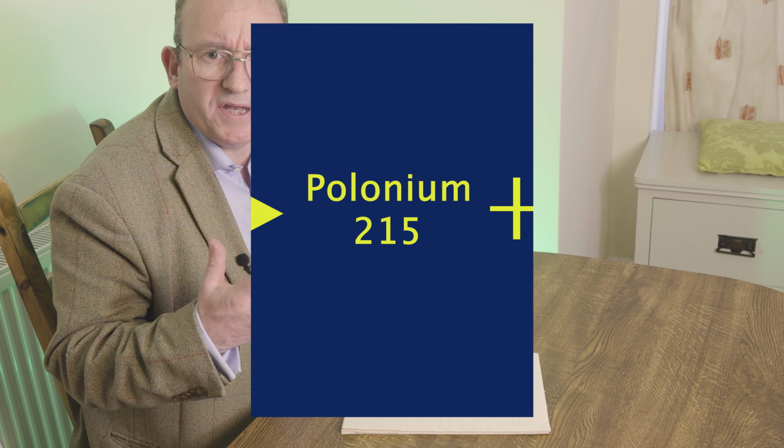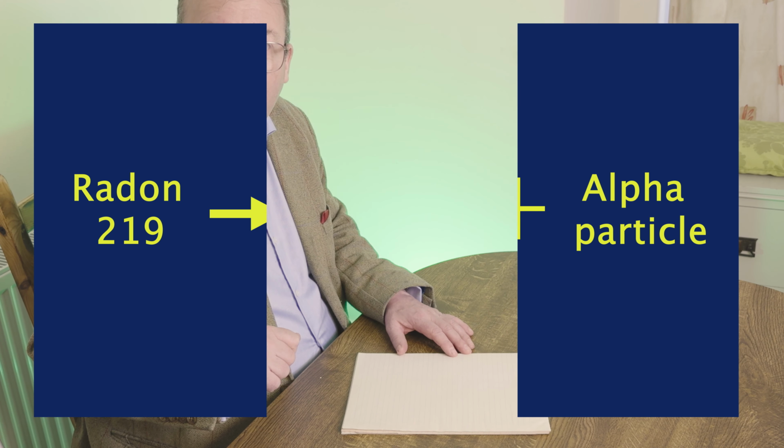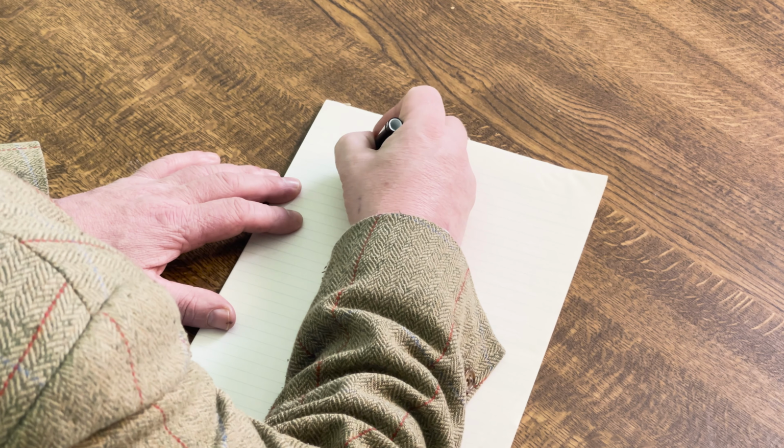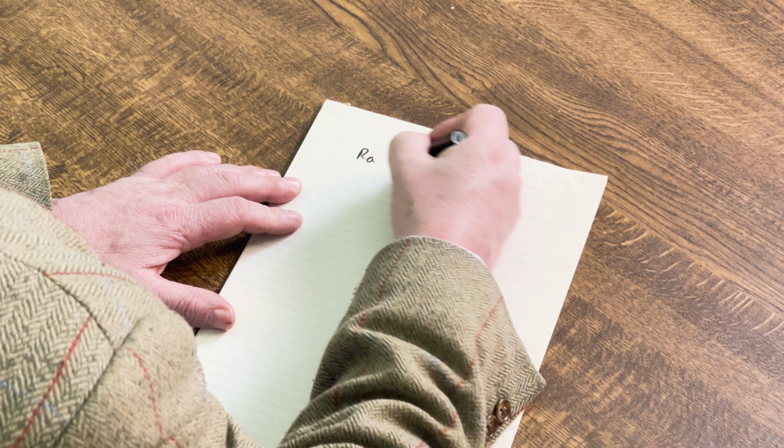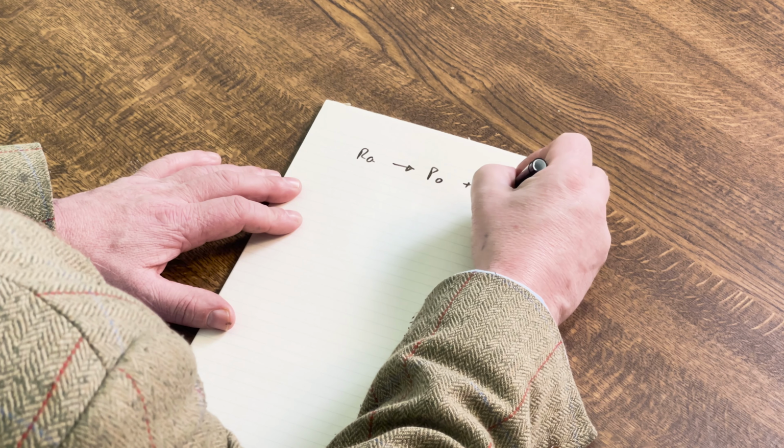Let's take a look at an example. Radon-219 decays into polonium-215. Radon we represent with Rn, polonium is Po. And of course then we have to have our alpha particle, which I could draw as an alpha or as a helium nucleus. We need to make sure that the mass numbers balance. We've just said that it's radon-219.